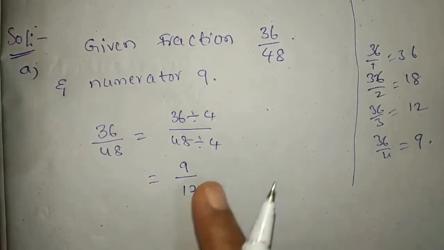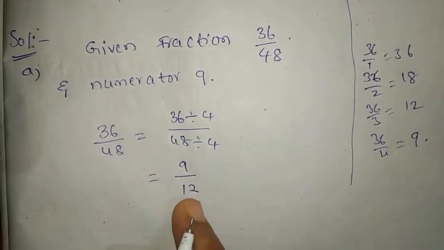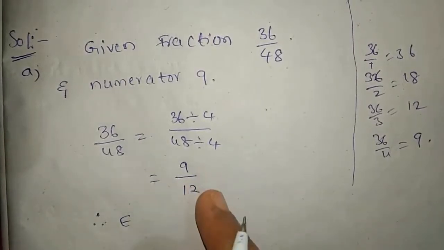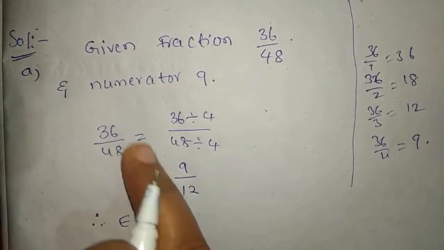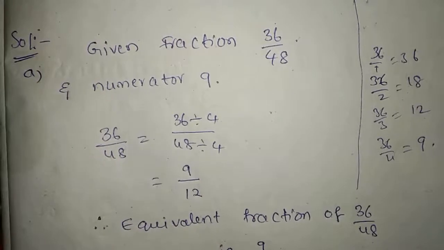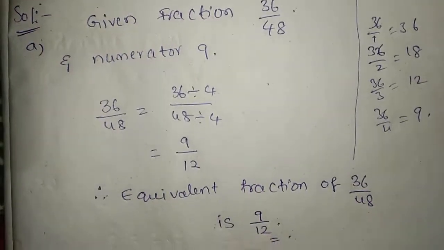When the numerator is 9, we can write, therefore, the equivalent fraction of 36 by 48 is 9 by 12.